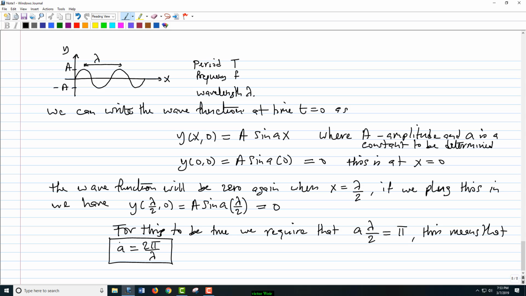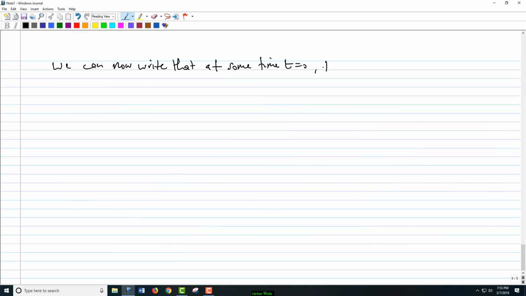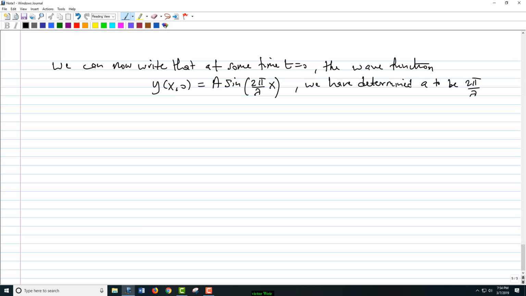So we can now write that at a certain time t equal to 0, the wave function y(x, 0) can be written as A sin(2 pi over lambda x). So we've determined our constant a to be 2 pi over lambda. Now suppose that the wave moves to the right with a speed v, then the wave function at a later time t is given by y(x, t) equals A sin of 2 pi over lambda, times (x minus vt).